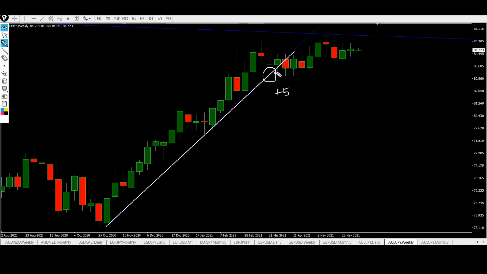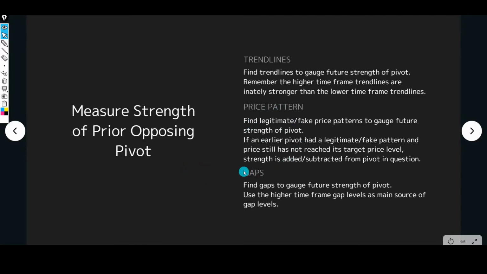All right, so let's go on to price patterns. Find legitimate or fake price patterns to gauge the future strength of a pivot. Moreover, if an earlier pivot had a legitimate or fake pattern and price still had not reached its target price level, strength is added or subtracted from the pivot in question.